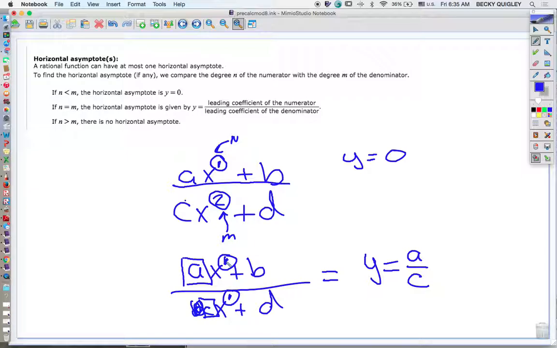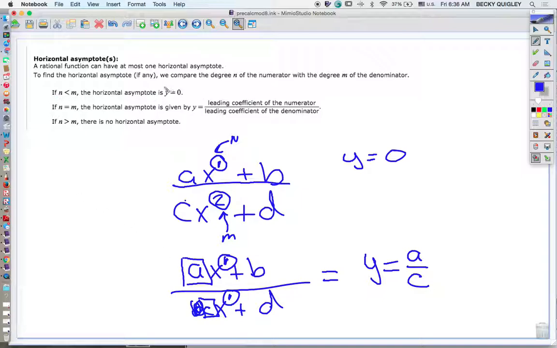That's if these exponents right here are the same. So they could both be 2 and 2, 3 and 3. They just have to be the same. Then your horizontal asymptote is y equals the ratio of the leading coefficients. And if the exponent in your numerator is bigger than the denominator, then you don't have a horizontal asymptote.